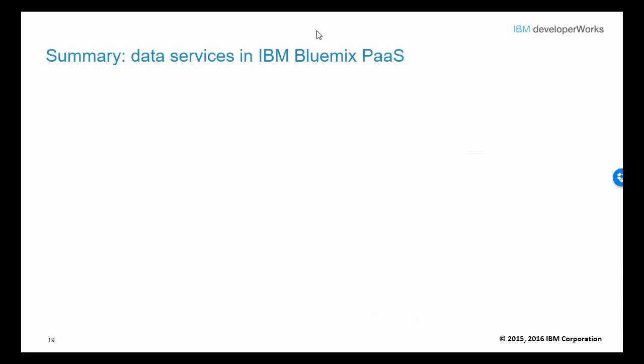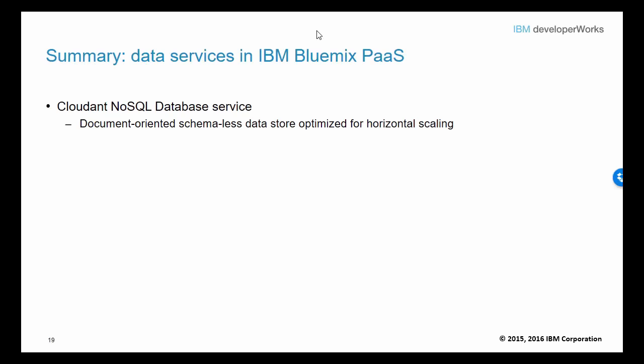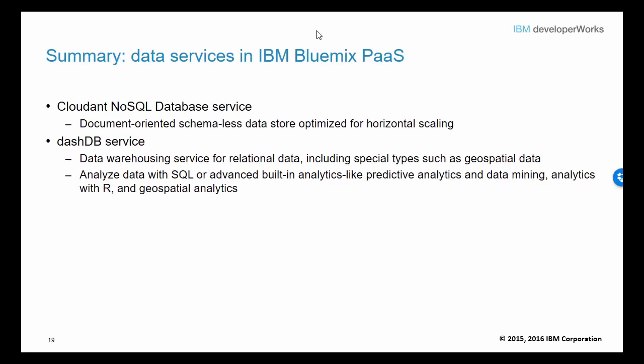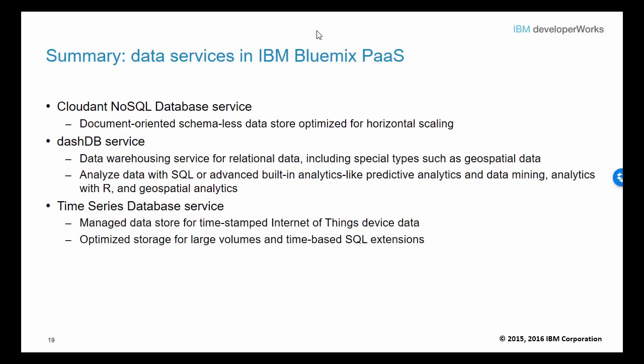So in summary, we looked at some of the unique features of some of the data services in IBM Bluemix. In particular, we looked at the Cloudant NoSQL database service, which is document-oriented, schemaless, and optimized for horizontal scaling. We looked at the dashDB service, which is a data warehousing service for relational data. And we also looked at the time series database service, which is a managed data store that's optimized for time-stamped Internet of Things data.